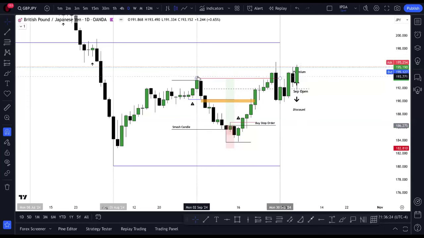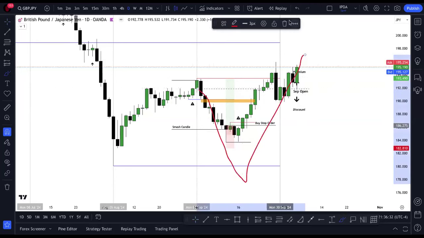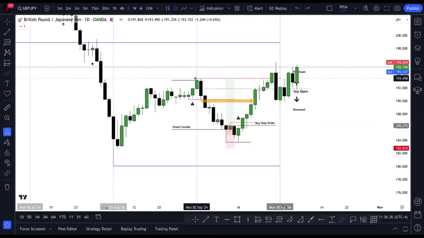What did we hit? IPDA 20-day high. Bang. It would have been nice to see it run the 20-day low and then run back up, but nothing's perfect, right? But it still came back and hit a significant level. After hitting that significant level right here, next day, huge sell-off. Huge sell-off. That was cool.